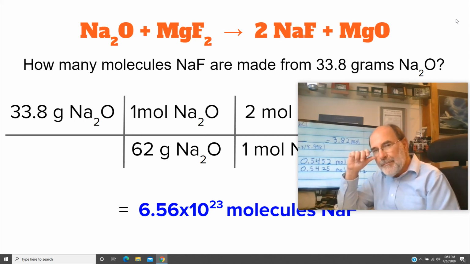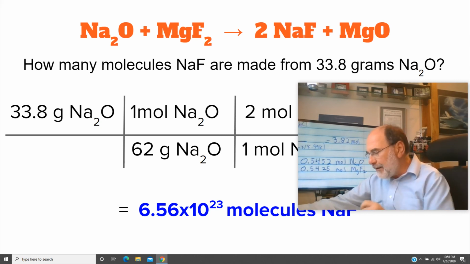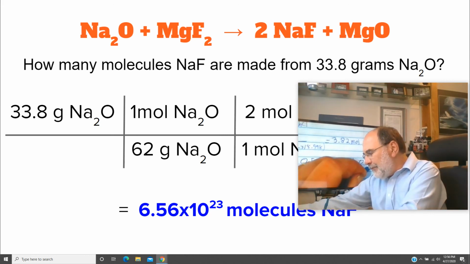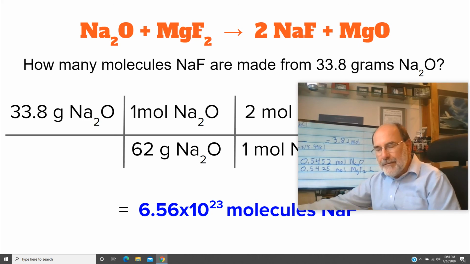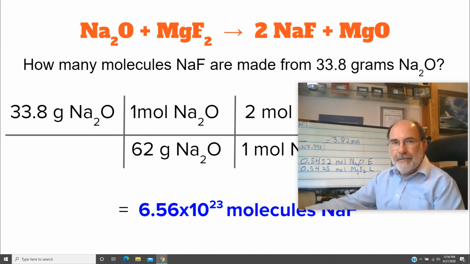Okay, so looking at the balanced chemical reaction, you see that I need the amounts in a ratio of 1 to 1. For every 1 mole of sodium oxide, I need 1 mole of magnesium fluoride. So in this case, the smaller number is the one that I'm going to run out of first. 0.5425 is a little bit smaller than 0.5452. And therefore, the magnesium fluoride is the limiting reactant, and the sodium oxide is the excess reactant.